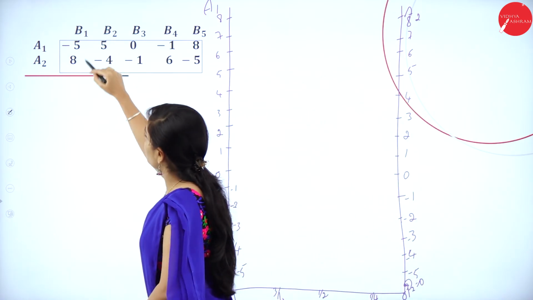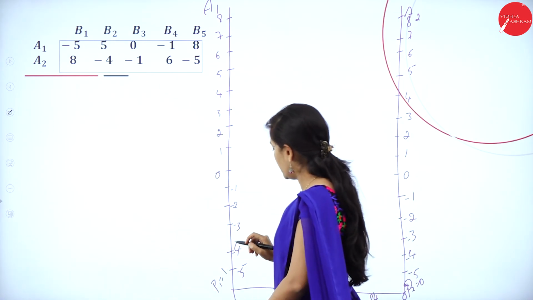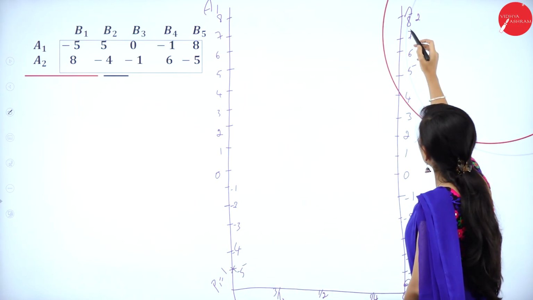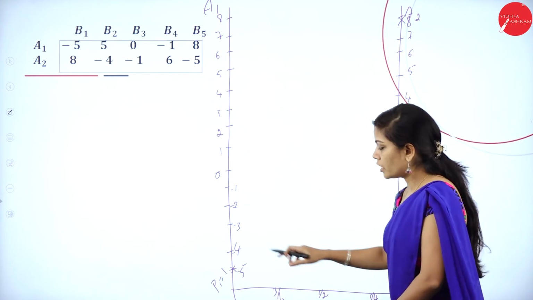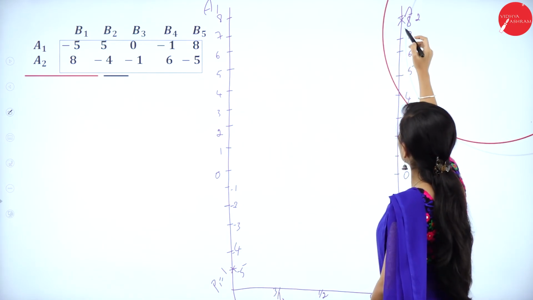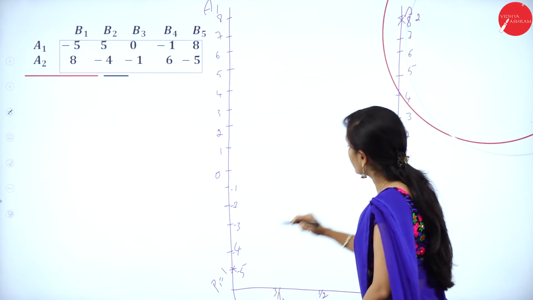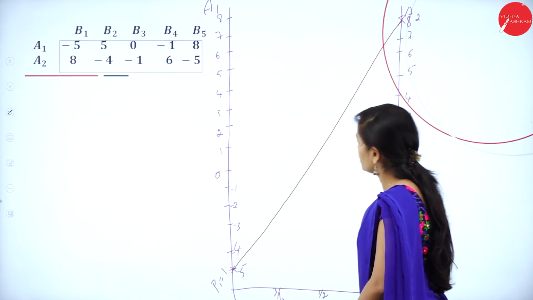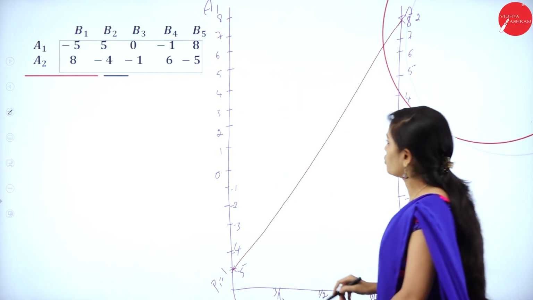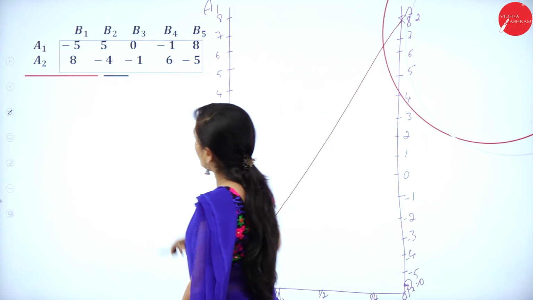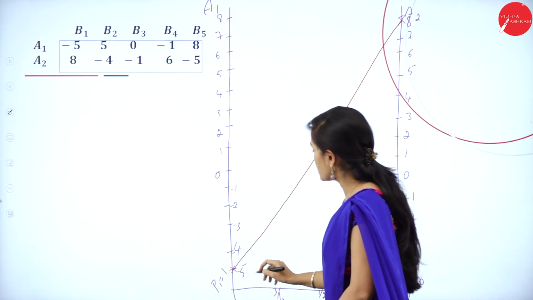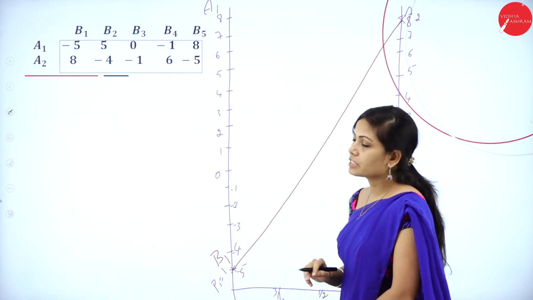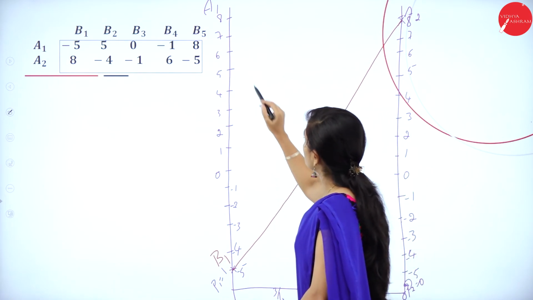So here B1 is minus 5 and 8. So this is minus 5 and 8. Join this minus 5 and 8. I have joined. So next is 5 and minus 4. So first point is minus 5 and 8. It is B1. And the next point is 5 and minus 4.